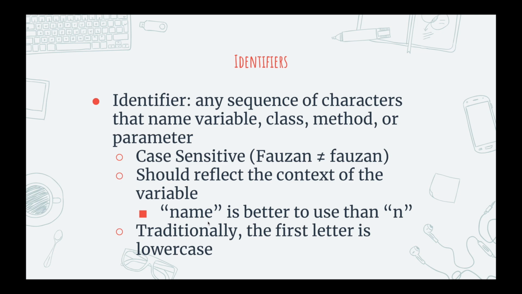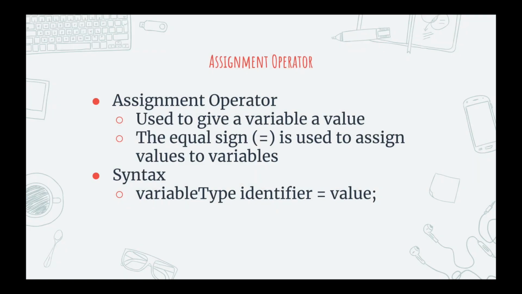And traditionally, the first letter is lowercase. So this is just traditional. But when we have multiple words, the second word's first letter will usually be uppercase. But it has to be concatenated. It means that it has to be combined. So no spaces. We utilize the assignment operator to give a variable a value. The equal sign is used to assign the value to the variable.